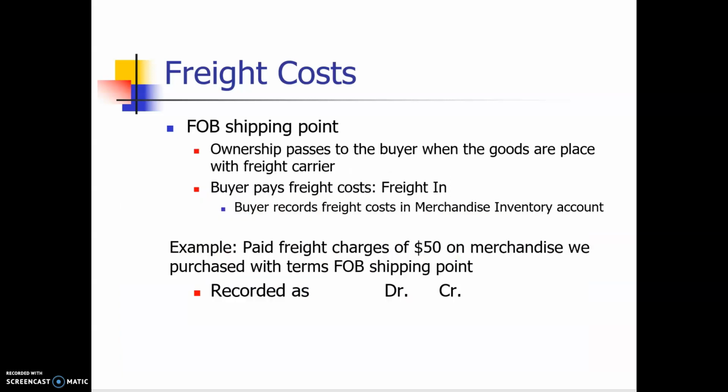So FOB shipping point, the sale is final as soon as the seller gets the goods to the transportation company. That means the buyer owns the goods while they're on the truck, so the buyer has to pay the freight costs. Under the perpetual method, these freight costs are going to be part of the merchandise inventory account, because it's part of what we had to pay to get the merchandise inventory, so we record it as merchandise inventory. For example, we paid freight charges of $50 on merchandise we bought with the terms FOB shipping point. We would debit merchandise inventory for $50 and credit cash.